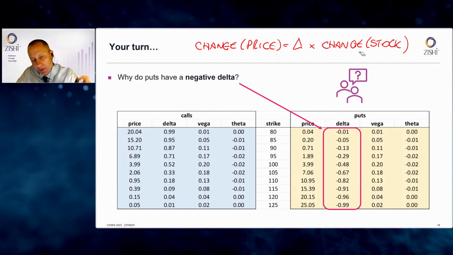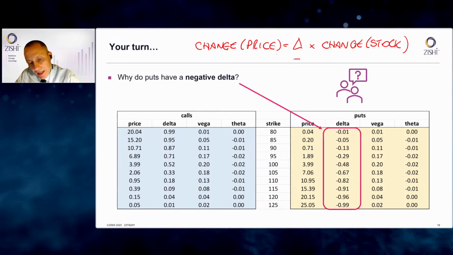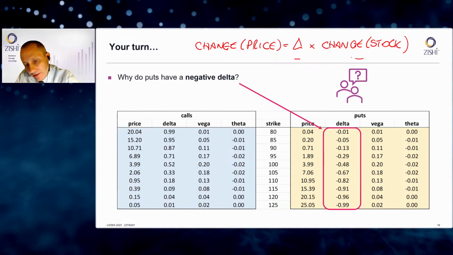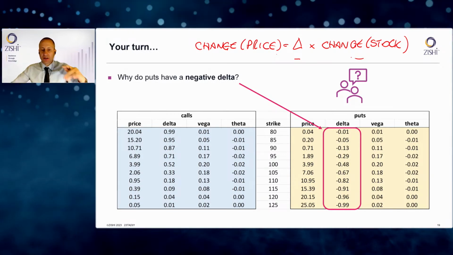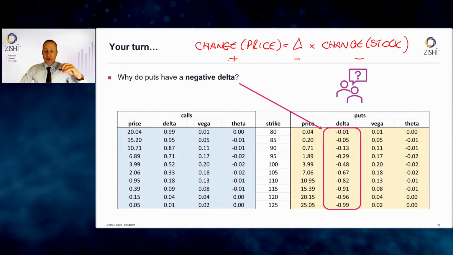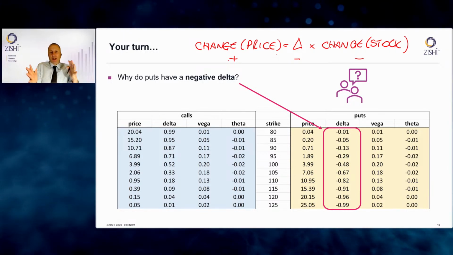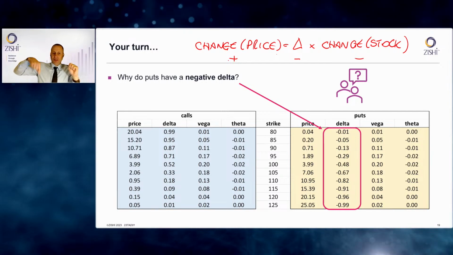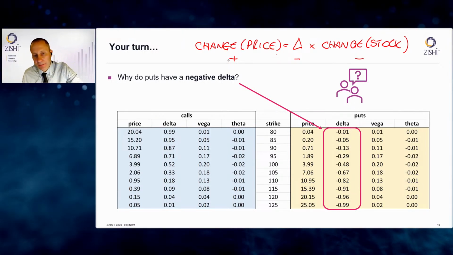Now we've got put options, which have a negative delta. But that means that if we have a negative movement in the stock, then those two negatives multiplied together will give me a positive movement in price. So the intuition here is put prices go up when the stock goes down, and that's what the delta is telling me.